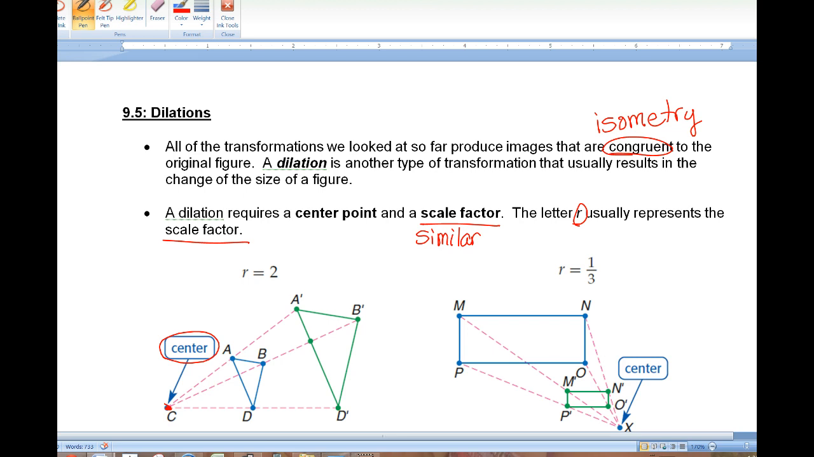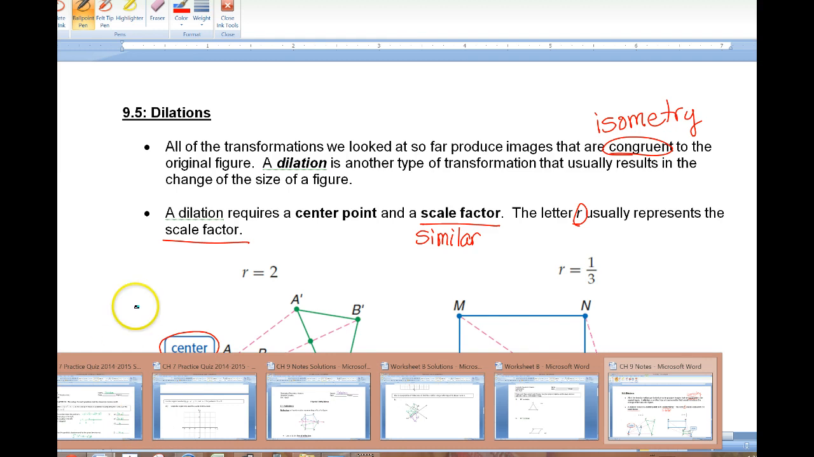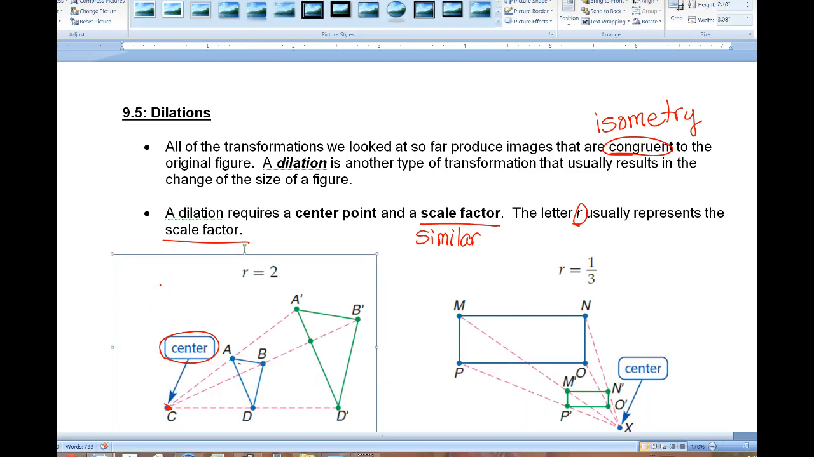Take a look at triangle ABD. Here's the blue triangle ABD. If we were to connect, you see how you have these dotted lines connecting your center, kind of like what we did when we had the rotation? If you were to measure, so let's measure from A to C, for example. Measure from A to C. A to C, not A prime, just A to C.